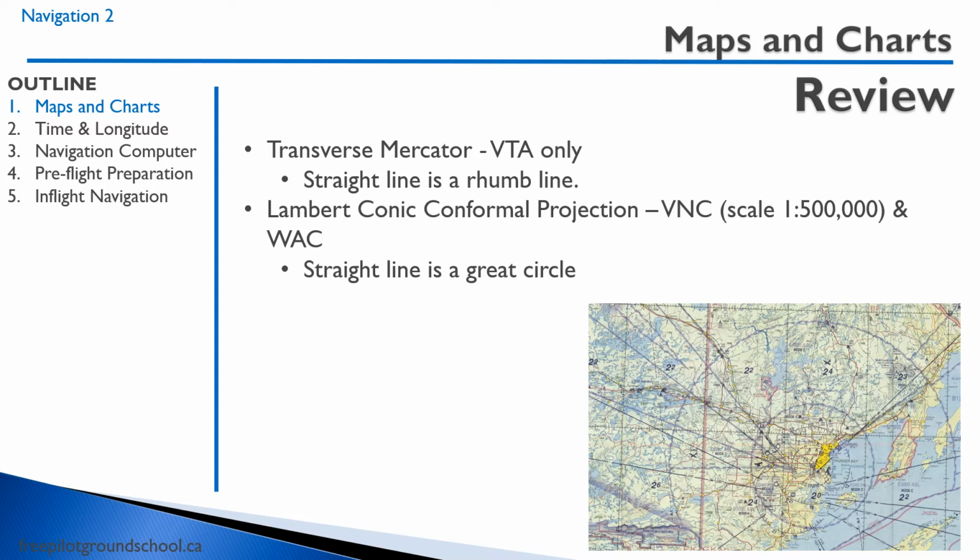There's also a map we didn't talk about, the WAC, the wide area chart. That scale is 1 to 1,000,000. Never seen anyone use them before. They're just like these massive maps. They're used for high speed, high altitude VFR navigation. I don't know who flies VFR at high speed and high altitude. So I think they're still made, but never seen one, but they're found in some textbooks.